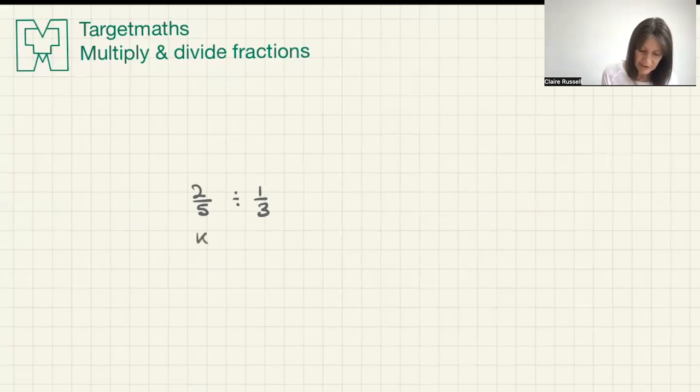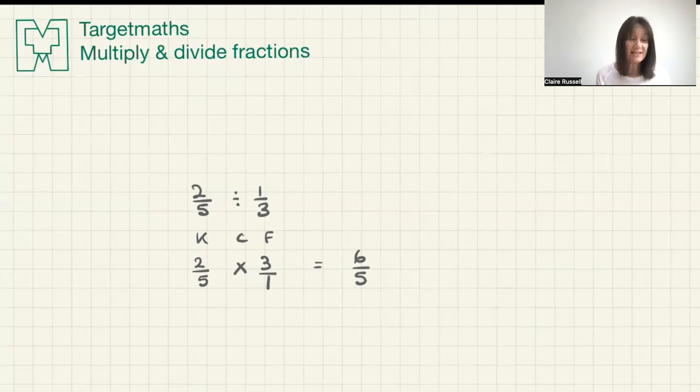Okay, so it's keep, change, flip. So I'm keeping the 2/5, changing the divide to times, flipping, and then I can just do it. And I've got 6 over 5. It won't cancel any further than that, but it can go into a mixed number. So how many 5s into 6? 1 with 1 left over the 5. Okay, let's clean this up.